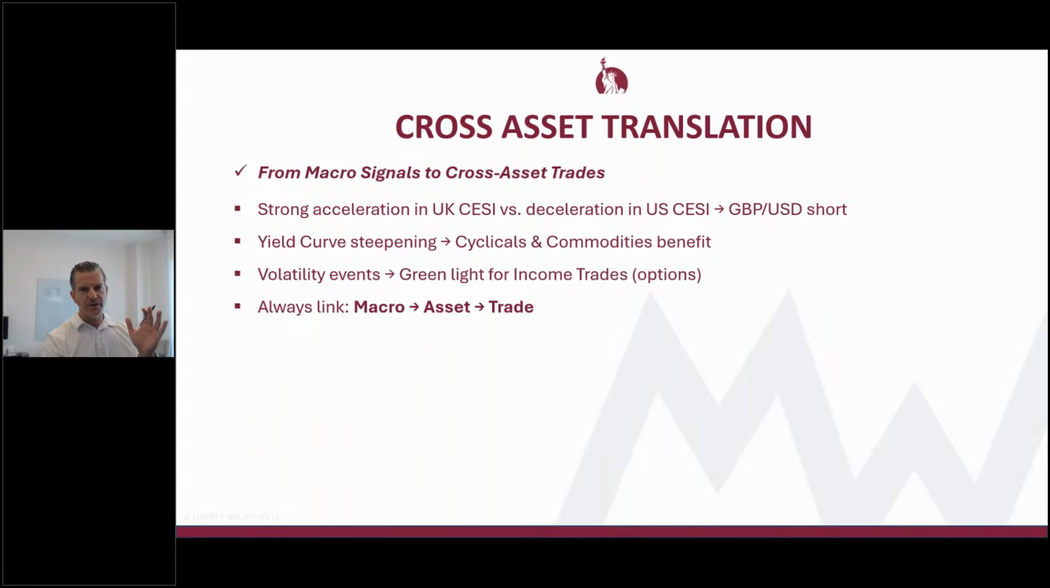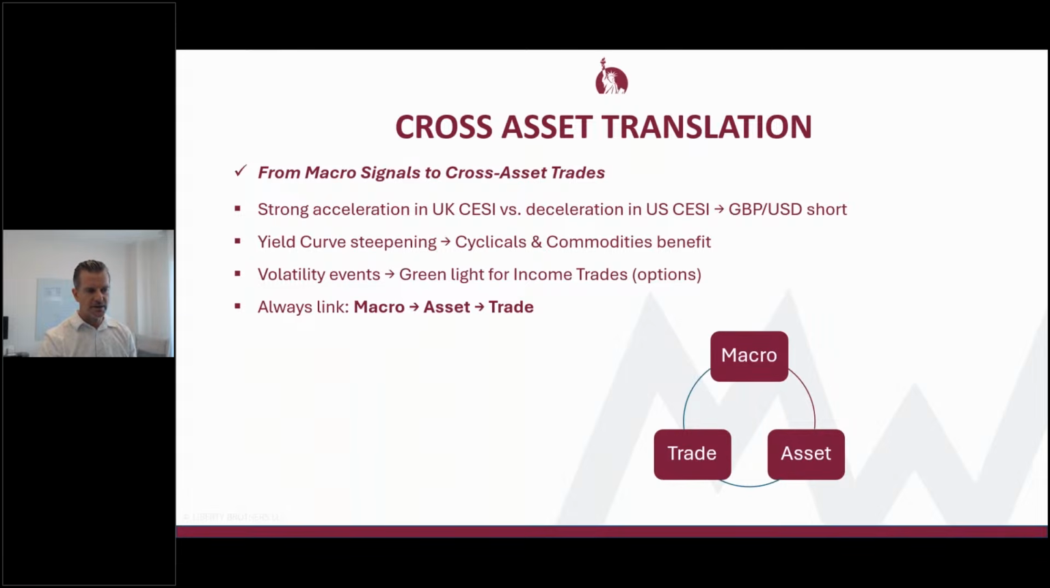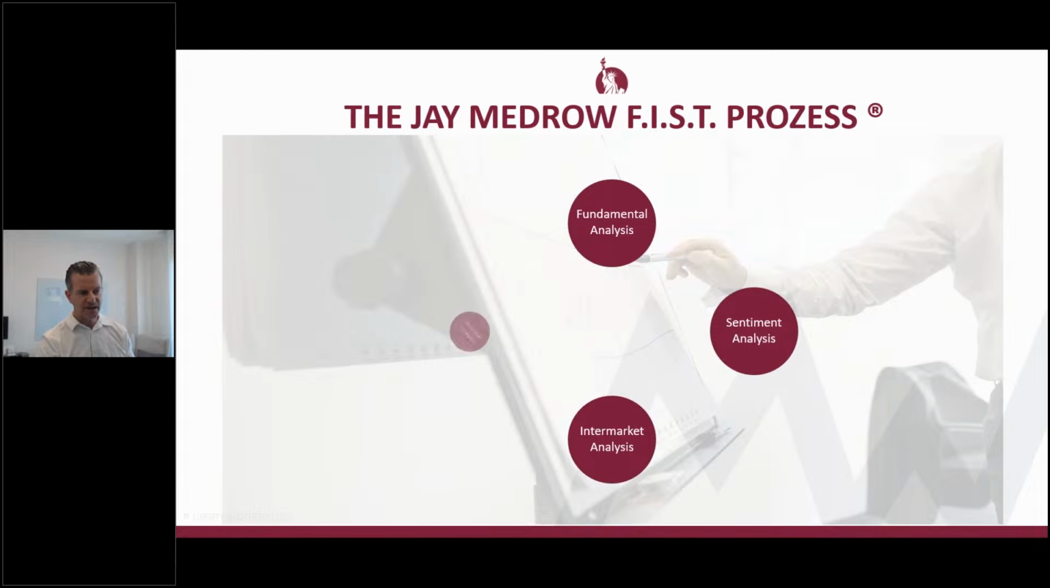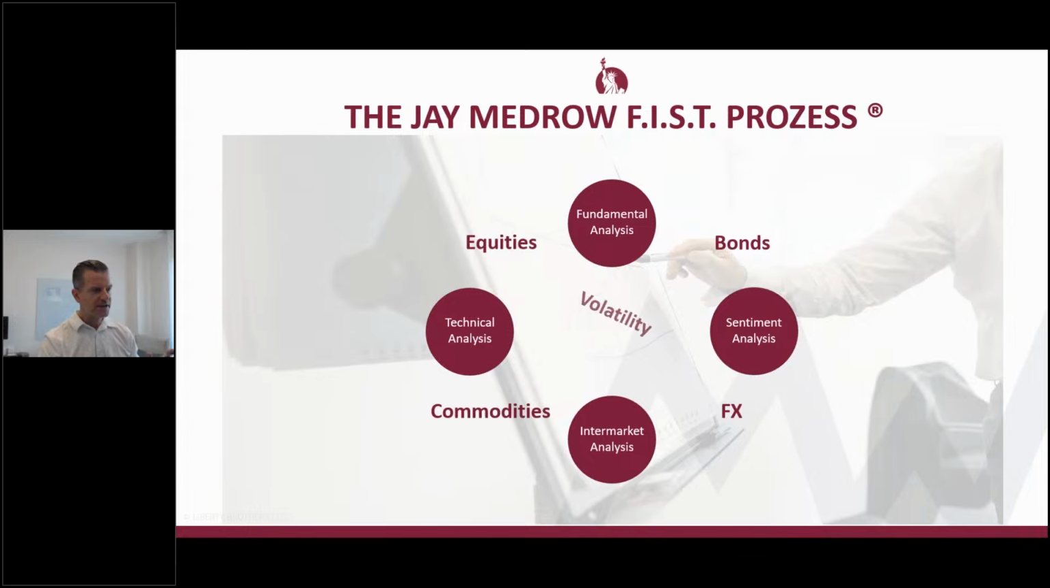So the sequence of events for us is: macro determines which asset class performs or underperforms. Couple that with the volatility and an event, and that determines our trade. So we have a lot of conviction when we trade. And what I invented in 2016 for my own money, and which I ended up teaching, is the FIST process, which is fundamental analysis, inner market analysis, sentiment analysis, and technical analysis across all asset classes, because they all give you information: bonds, currencies, commodities, equities, volatility.